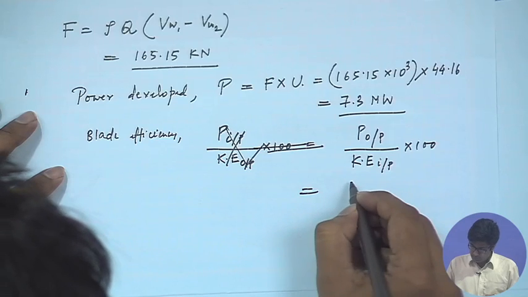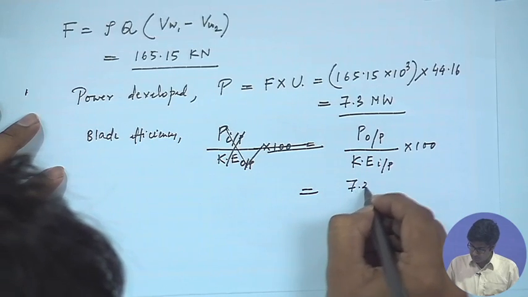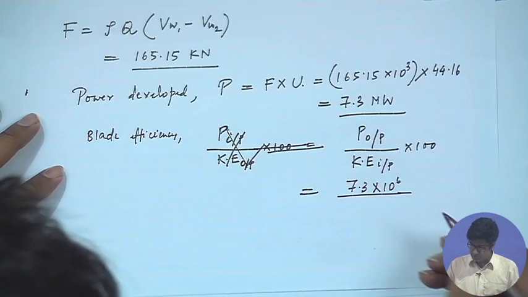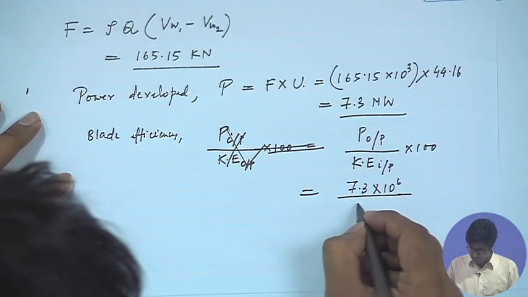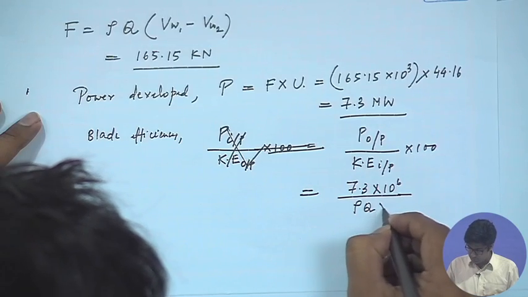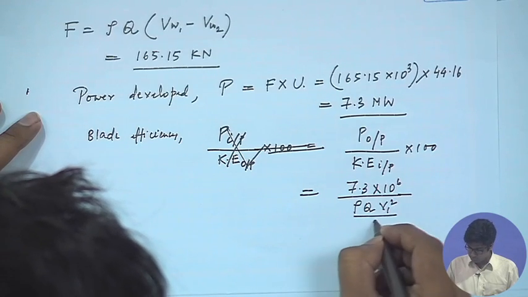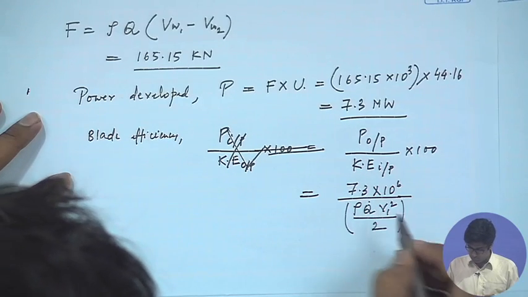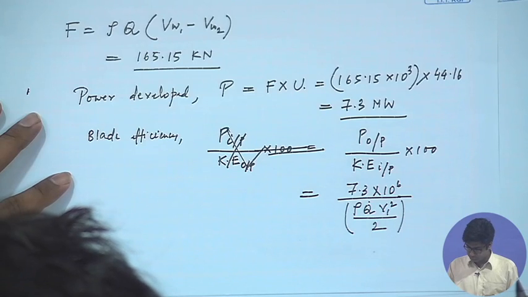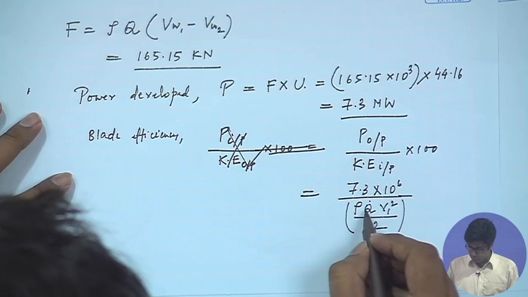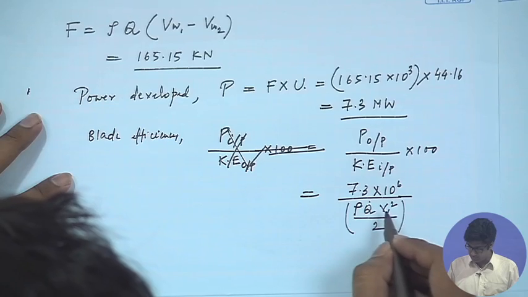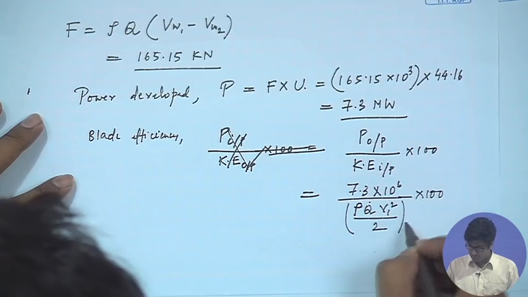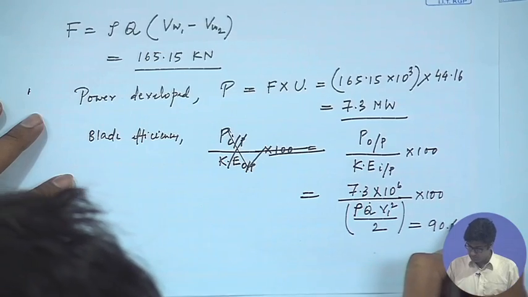The output power we just found out earlier as 7.3 megawatt, and the input kinetic energy is basically given as the kinetic energy of the jet, which is rho q dot v1 square by 2. So, we know the value of q dot, we know the density, and we have found out v1 earlier. So, substituting the values, we find it to be 90.4%.